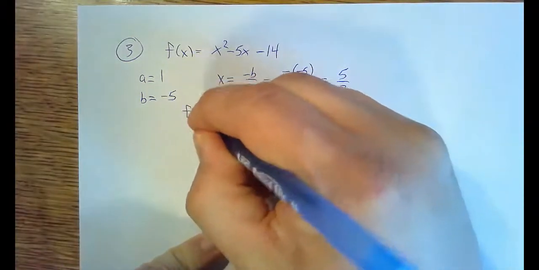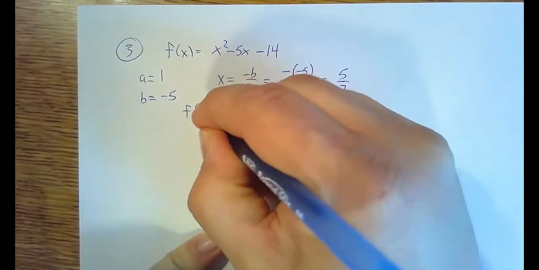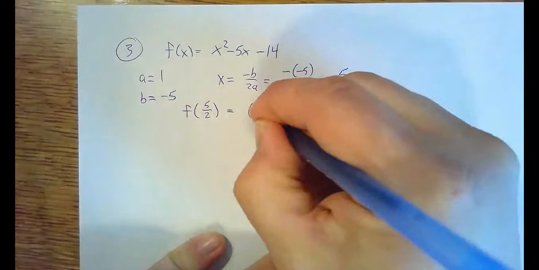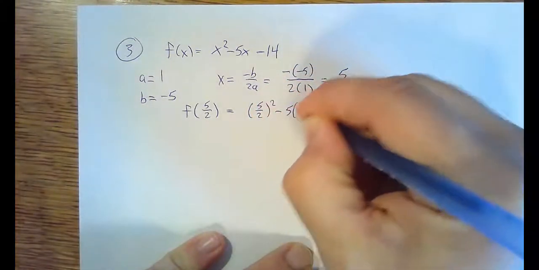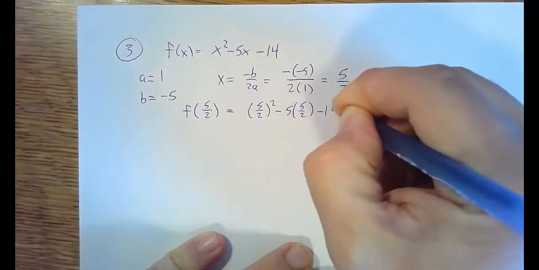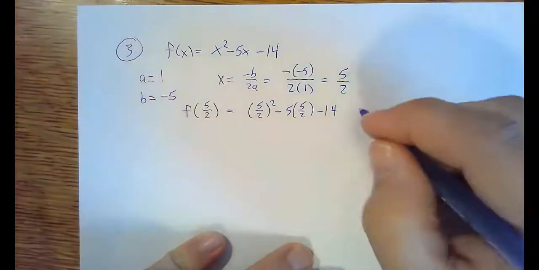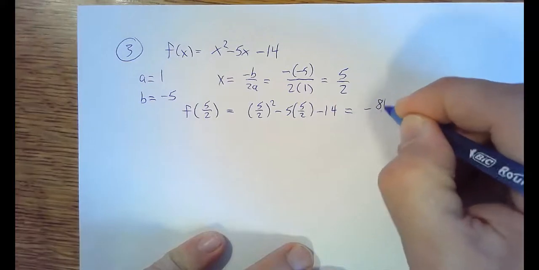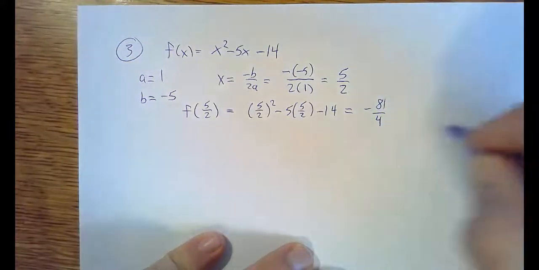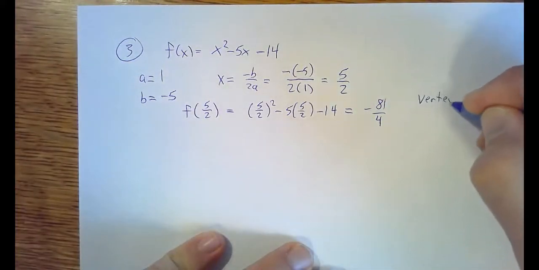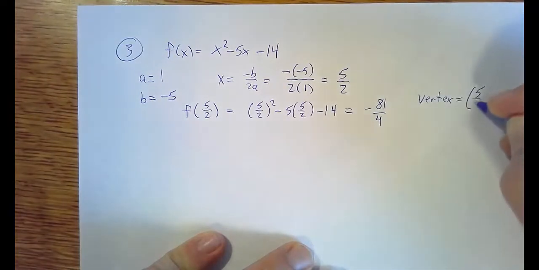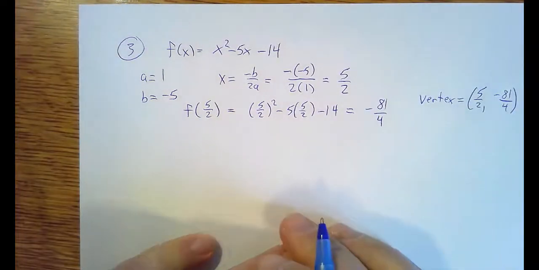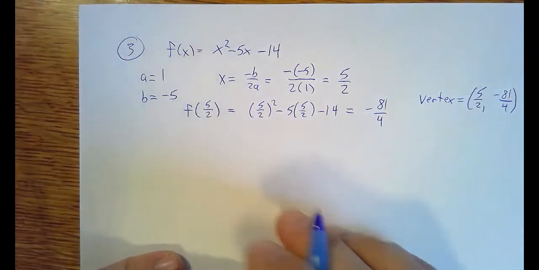The y coordinate of the vertex would be found by plugging in 5/2 into the function. So this gives 5/2 squared minus 5 times 5/2 minus 14. And when we simplify this expression, we get negative 81 over 4. So the vertex has coordinates 5/2, negative 81 over 4. And then we also had to find the x-intercepts.